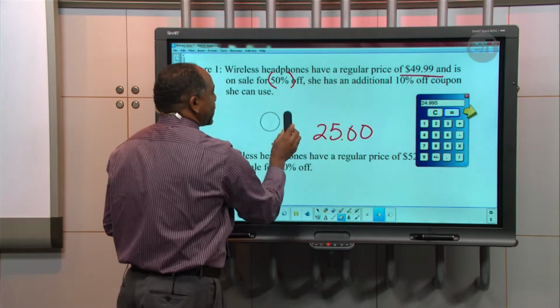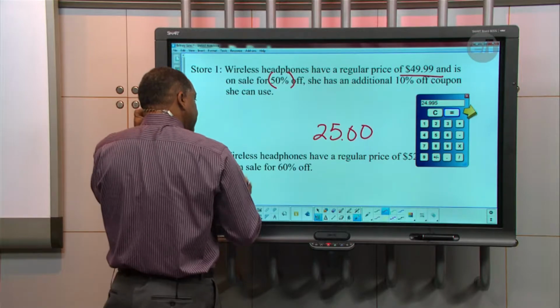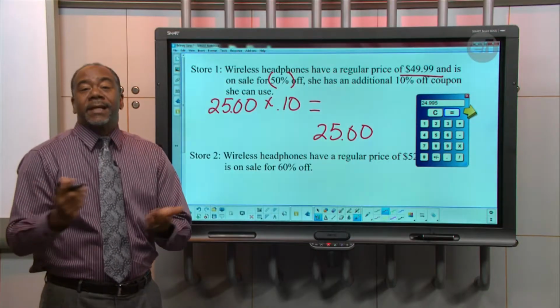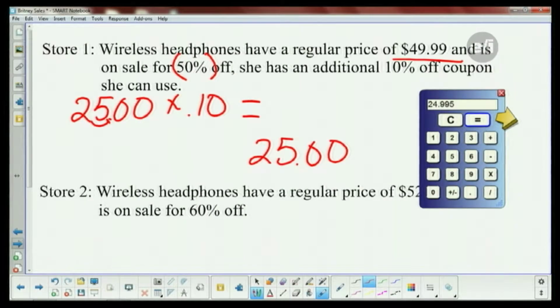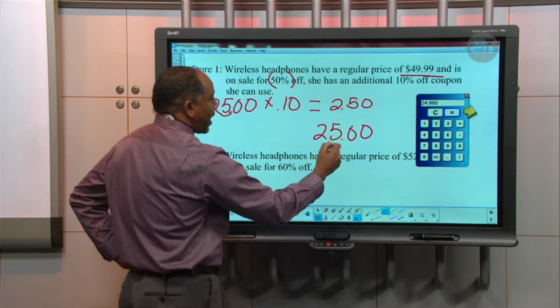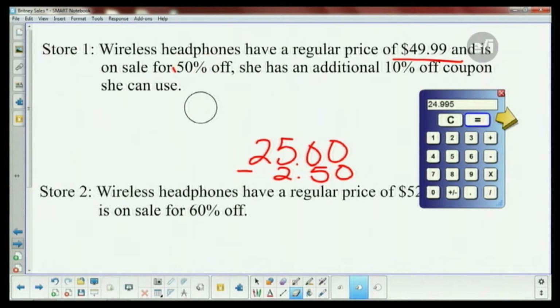And for the second part, she's got to take 10% off. Well, I could multiply $25 times 10%. And anytime you multiply by 10%, it's like just moving the decimal one place over. So that 10% is $2.50. That's how much additional discount she would have. So I'm going to take this $25 and subtract from it $2.50.